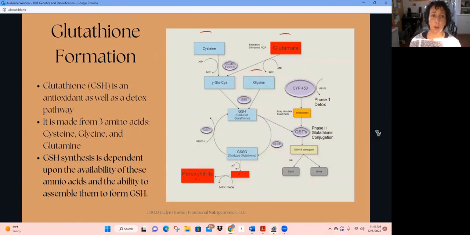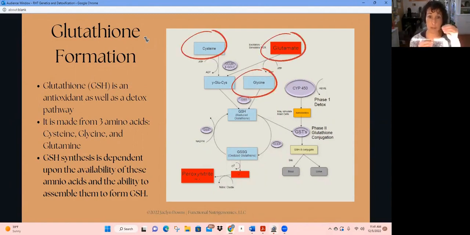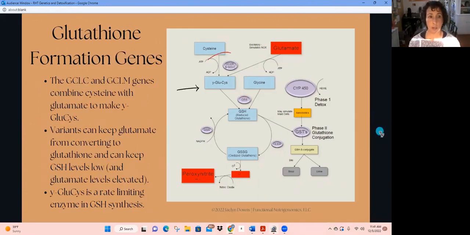Okay, so glutathione is an antioxidant and it's also a detoxification pathway. So there's a lot of genes involved here. It's made from 3 amino acids: cysteine, glycine, and glutamine. Glutathione, which is GSH, glutathione synthesis is dependent upon the availability of these 3 amino acids, but also the ability to form the glutathione molecule. So to assemble the cysteine, glycine, and glutamine into the glutathione molecule.